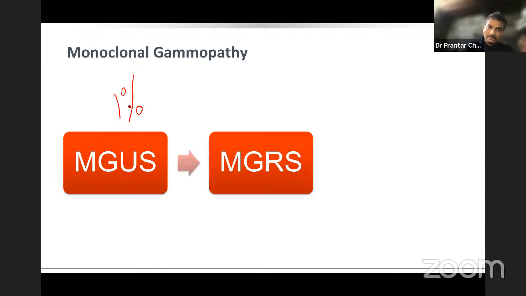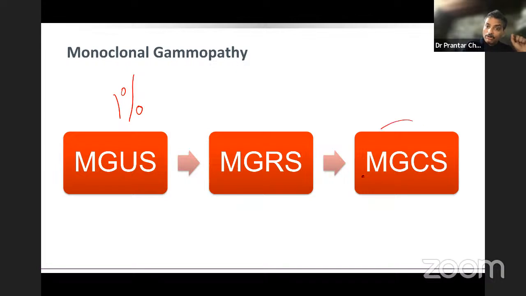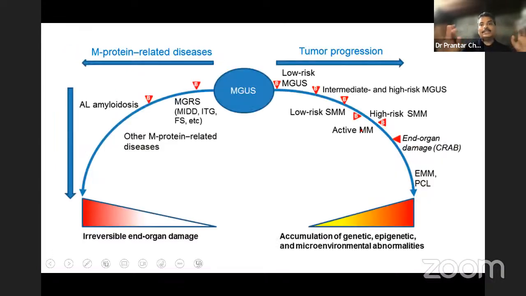So I've discussed MGUS. They have a 1% chance of developing myeloma every year. So if they're alive for 15 years, it becomes 15%, not very much. I've talked about MGRS. Now I'll talk about MGCS, monoclonal gammopathy of clinical significance, where you can have an arthropathy, you can have skin changes, ophthalmologic changes, and all other things.